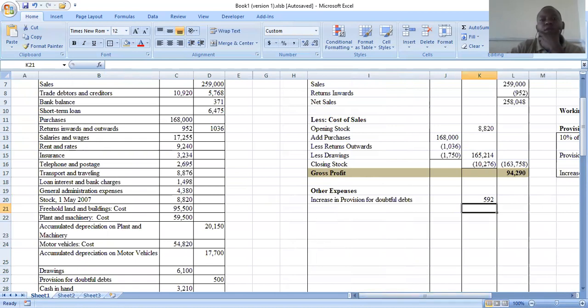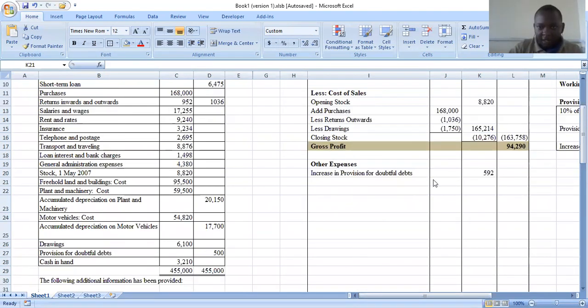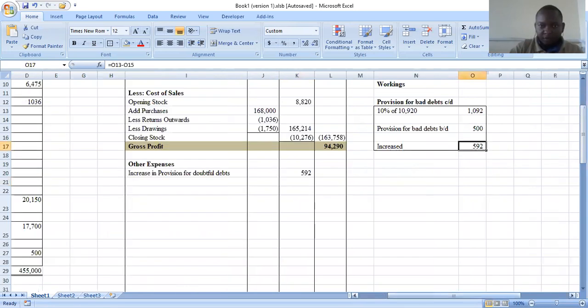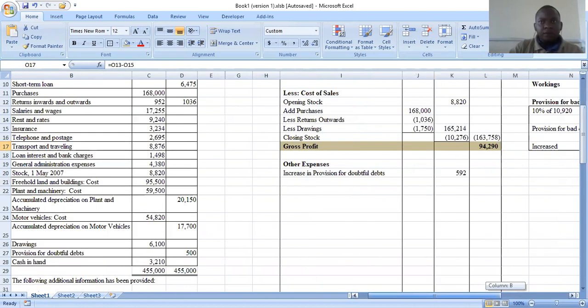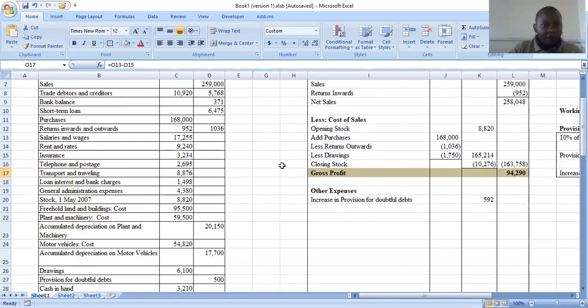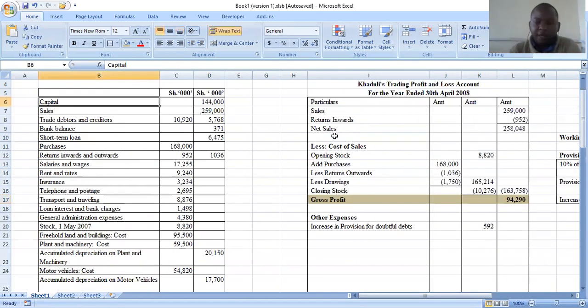Who else is here with me? Yes. Yeah, so increase. So we have our first expense, that is increase in provision for bad and doubtful debts, that is 592. So and then we have other expenses. Then I'll have to mute you guys.